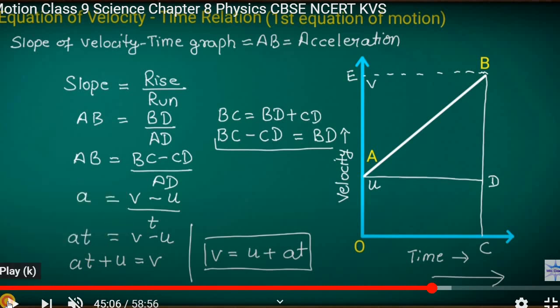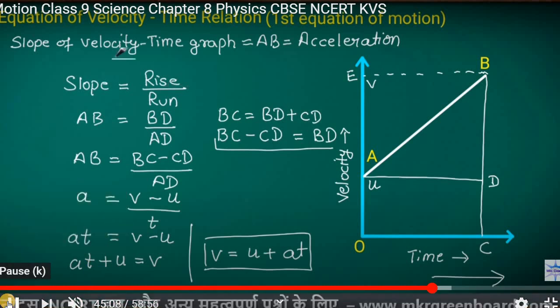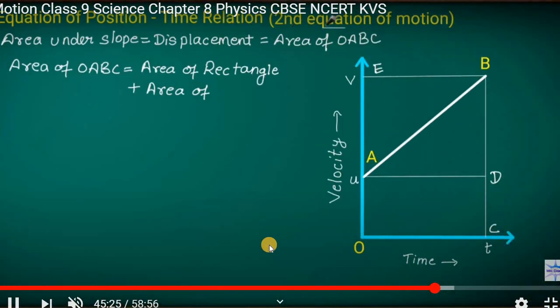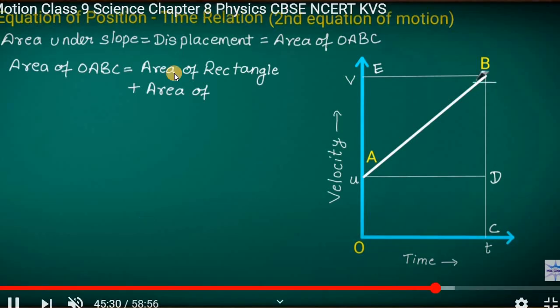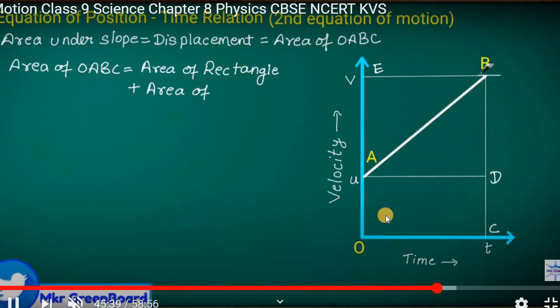Now let's see the next formula. The next formula we will prove on the next page. In that, we have to learn this first equation, by which we can prove the second equation. It is also known as the position versus time relation, and we are using the same graph we used in the first condition.